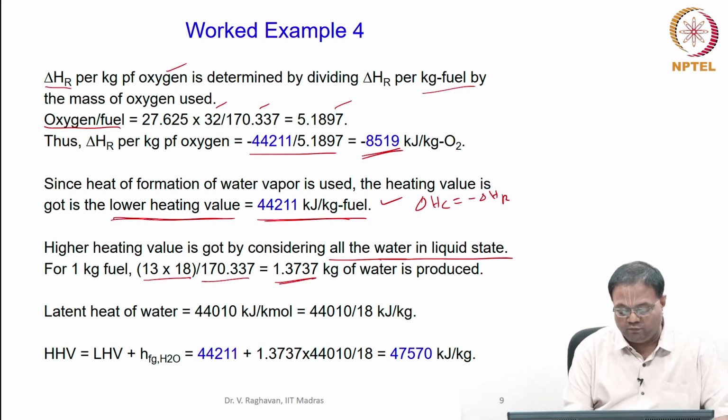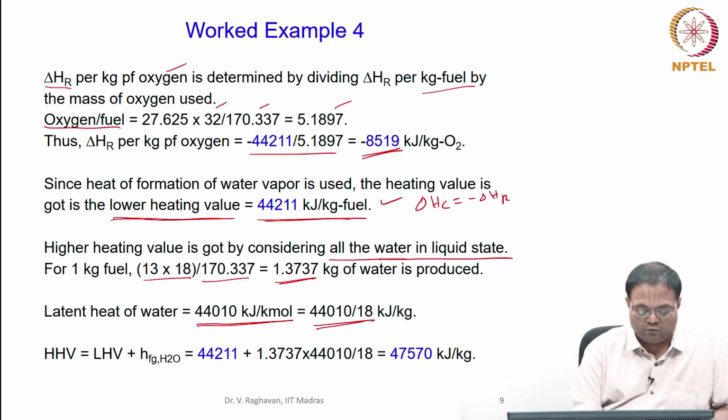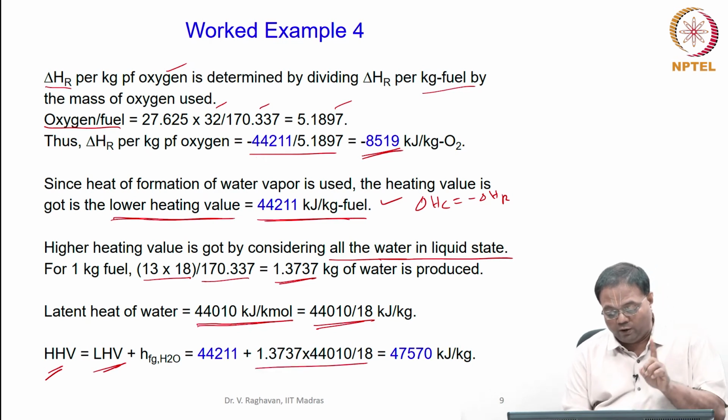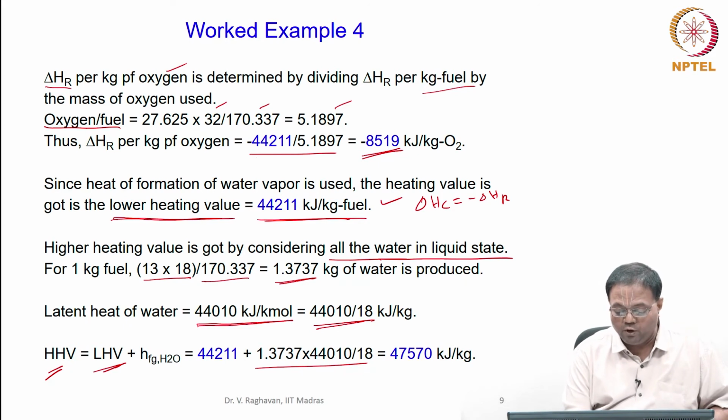So, latent heat of water is given per kilomole as 44,010. So, per kg it is 44,010 divided by 18 kilojoules per kg. So, that you should add to the lower heating value. So, higher heating value is nothing but lower heating value plus hfg. So, you do this. Now, for 1 kilogram of fuel you get 44,010 divided by 18 kilojoules per kilogram, but you are producing 1.3737 kilograms of water.